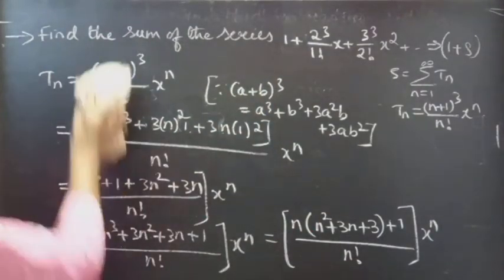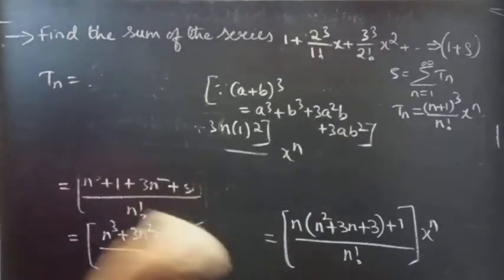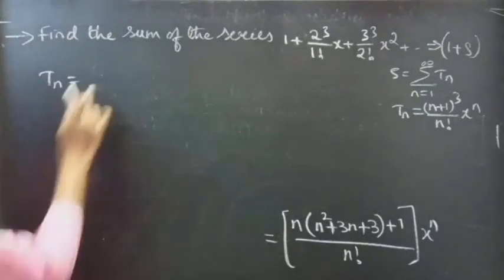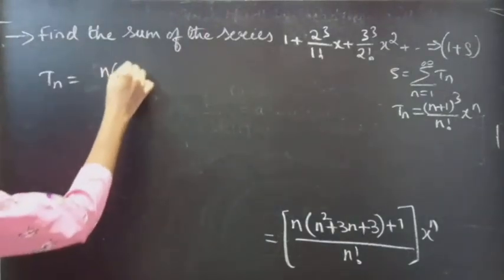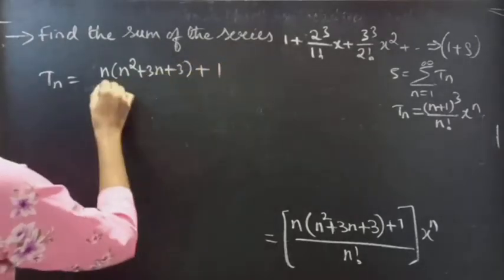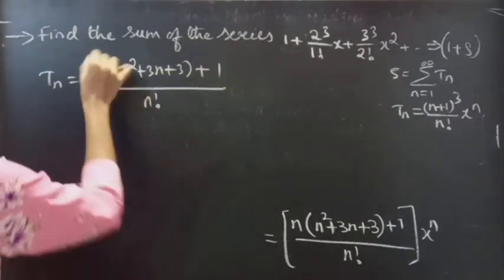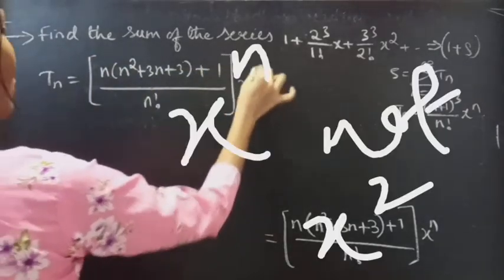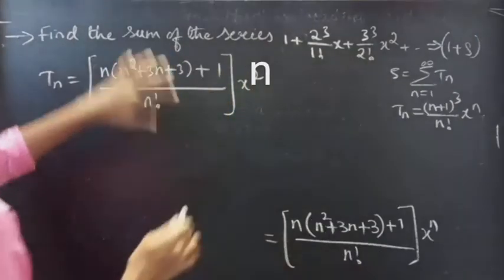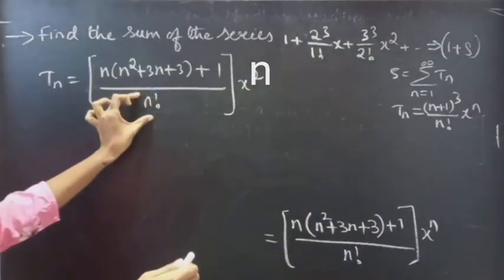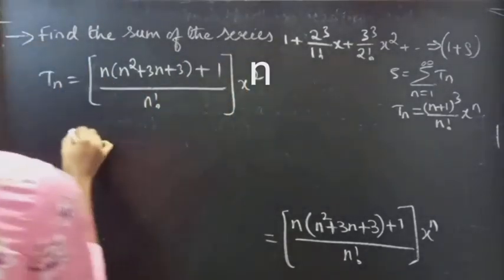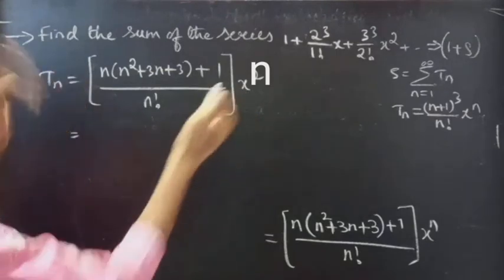So you have Tn equals n into (n square plus 3n plus 3) plus 1 by n factorial into x power n. So this is your first term and this is your second term, right? In the numerator you are having two terms and in the denominator you are having one term. So you can split the total expression into two terms.